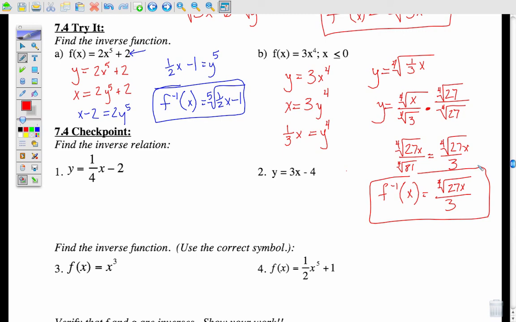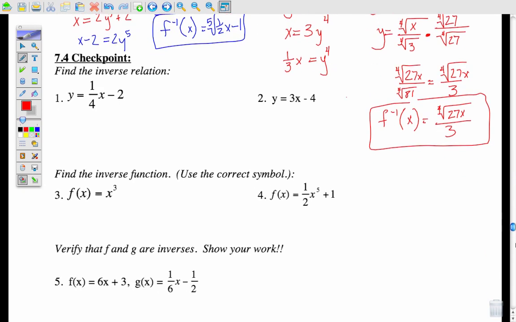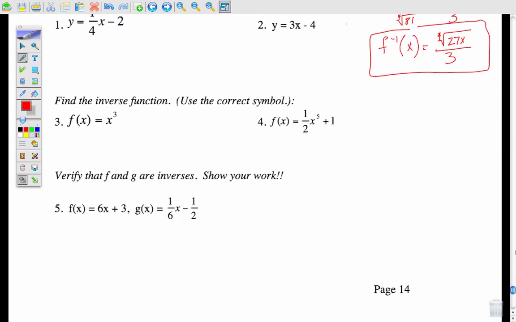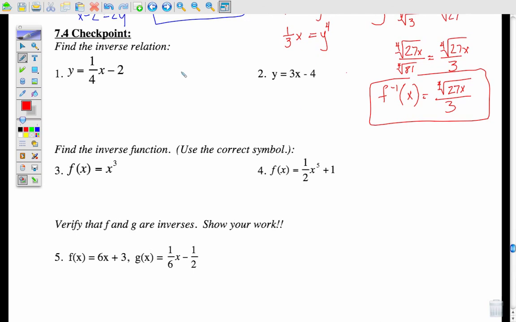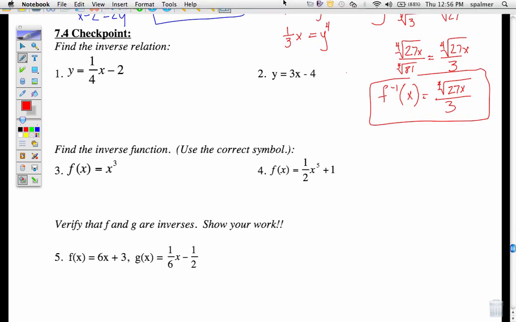because you can't have a root on the bottom. So that is how we can do it with powers greater than 2, meaning now maybe we've got a 4th, a 5th, a 6th, whatever. What I want you to do now is try the checkpoint on the bottom of page 14 in your notes, and I will put the answers online. Good luck.